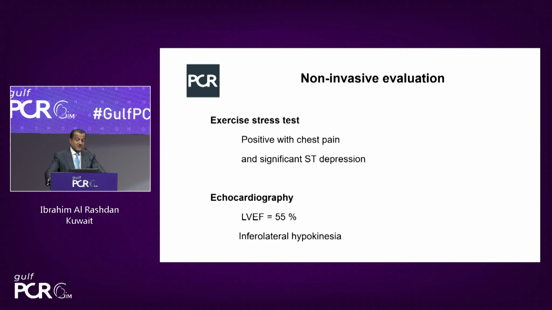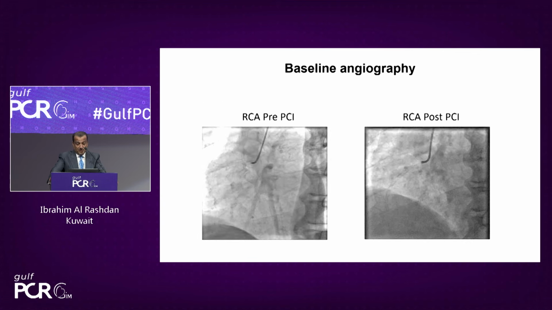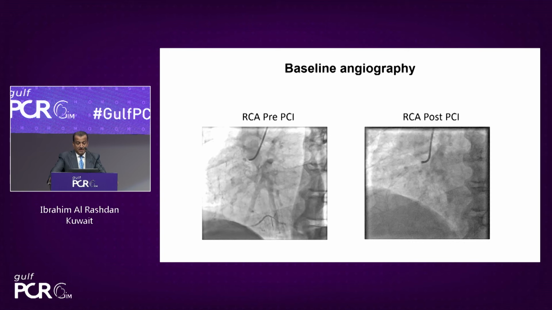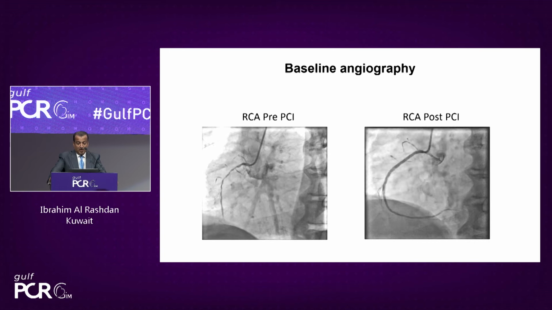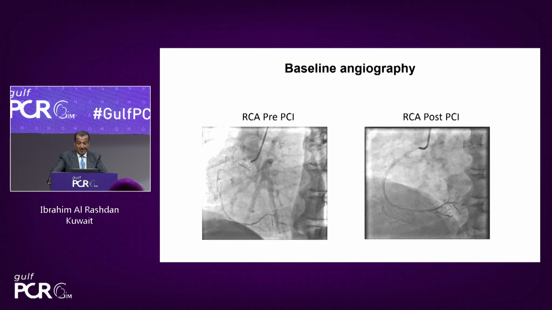He had a positive exercise tolerance test with chest pain. His echocardiography revealed an LV ejection fraction of 55% with infralateral hypokinesia. This is the right coronary artery pre-PCI and the right coronary artery after PCI, which was done earlier, as we discussed.